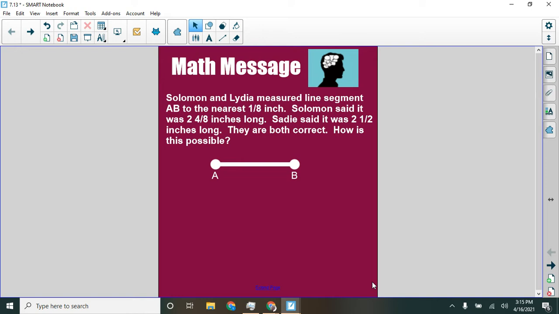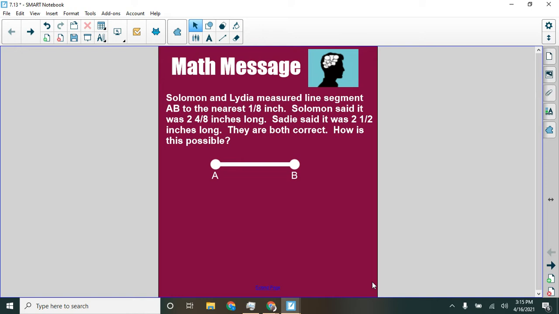Lesson 7.13 coming up here. It is our final lesson in Unit 7 before we get into the review and then the assessment that follows. So let's look at the math message here. I would like for you to read this math message to yourself and then try to figure out the answer to the question.